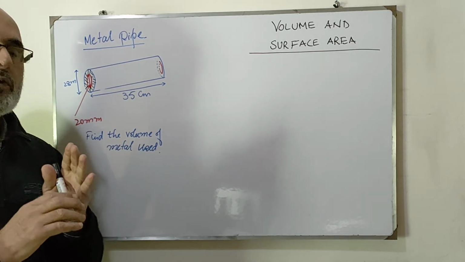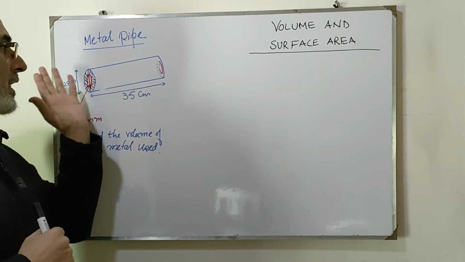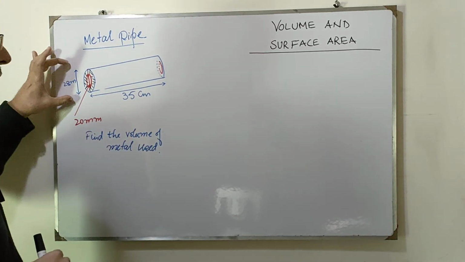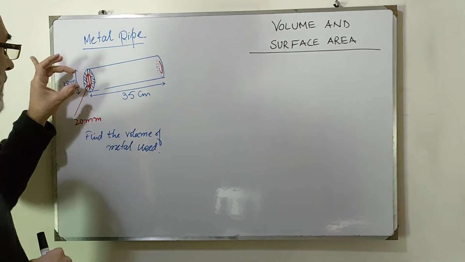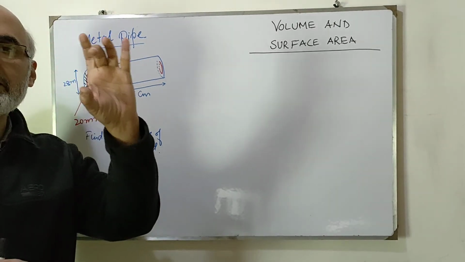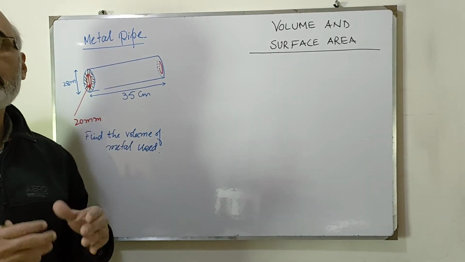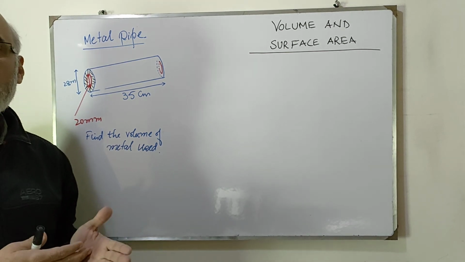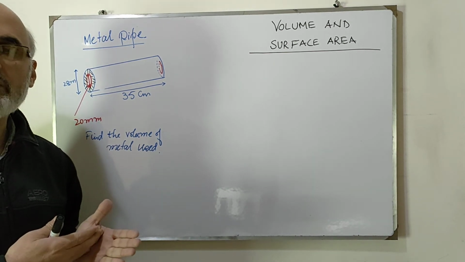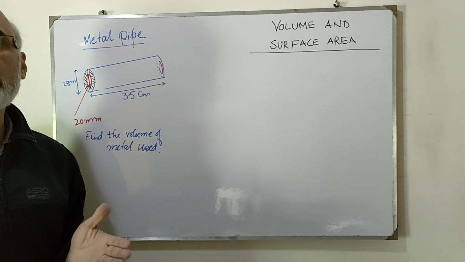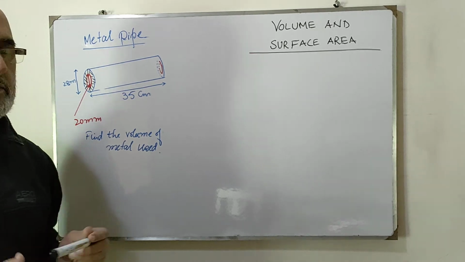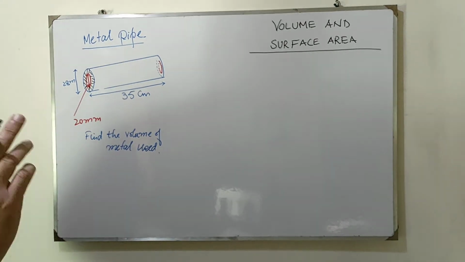Okay, now for that matter, what are we going to do? We are going to calculate the volume with the outer diameter. We are going to calculate volume with the inner diameter, and then we are going to subtract from the outer volume the inner volume, and we'll get the volume of the metal used in this pipe, right? Pretty easy.